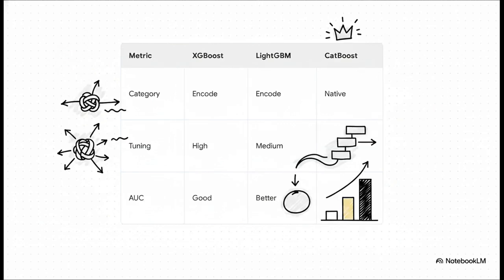But let's flip the perspective for a second and look at performance quality out of the box. Here, CatBoost is absolute king. While XGBoost and LightGBM actually require you to manually encode categorical strings into numbers, CatBoost natively absorbs them using highly sophisticated target encoding. Because of those symmetric trees, the tuning effort is incredibly low, and its out-of-the-box accuracy is widely considered the best of the three.